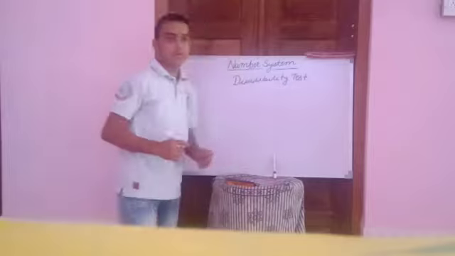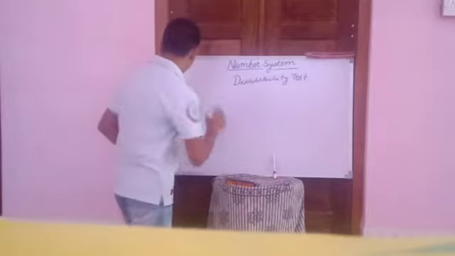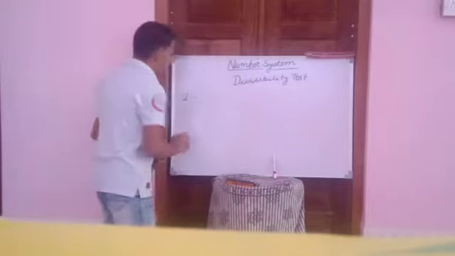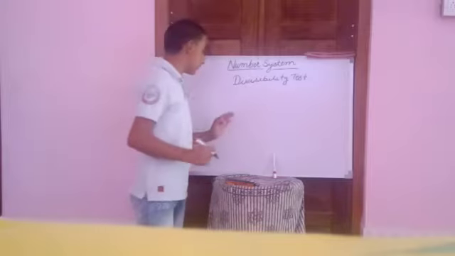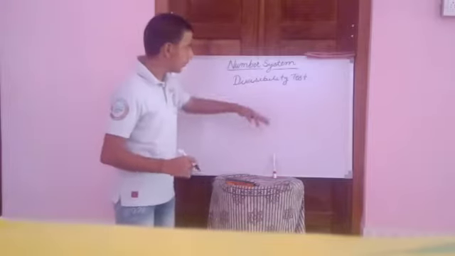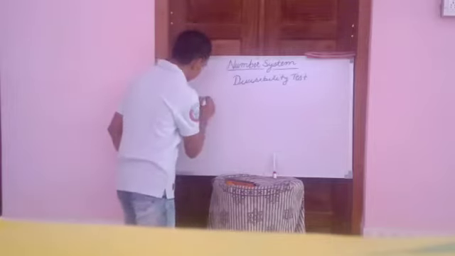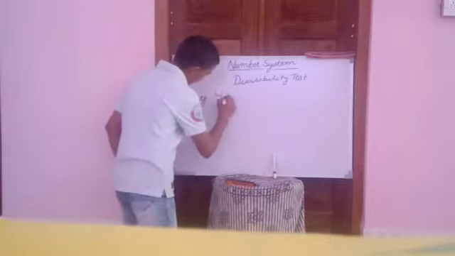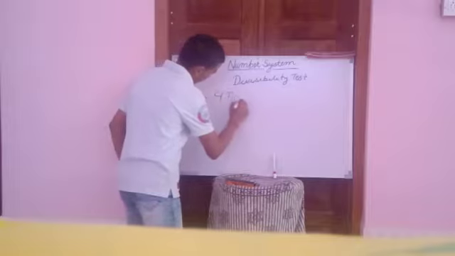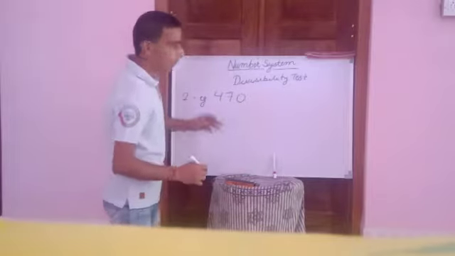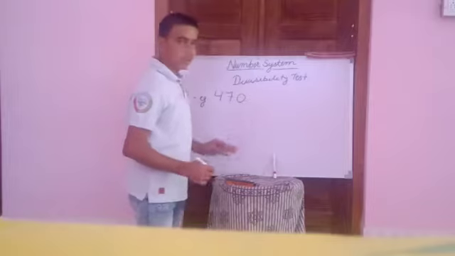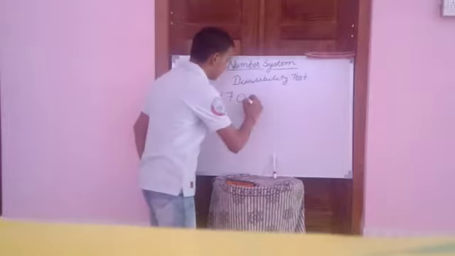First of all, we will discuss the divisibility rule of 2. The divisibility rule of 2 says that if a number ends with an even number or 0, then the number is divisible by 2. Like this is the number. I told you that a number ending with 0 or an even number is divisible by 2. So this number is divisible by 2.